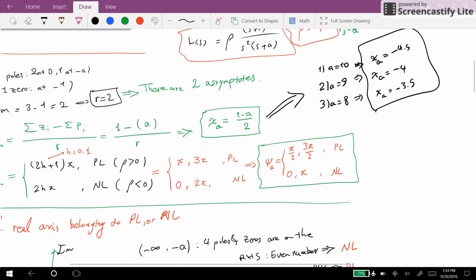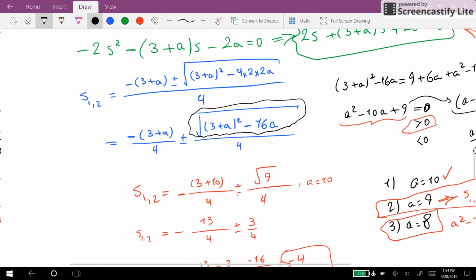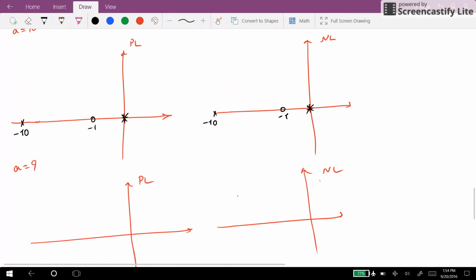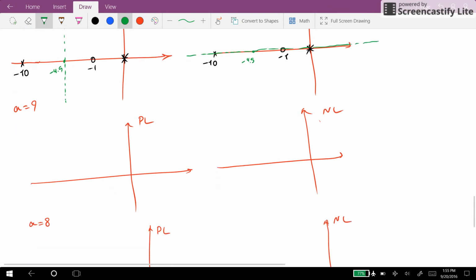So let's draw them for each case. A equal to 10, xa is at minus 4.5. So here is minus 4.5. We have pi over 2 and 3 pi over 2 for the positive locus, and pi and 0 for the negative locus as the asymptotes.